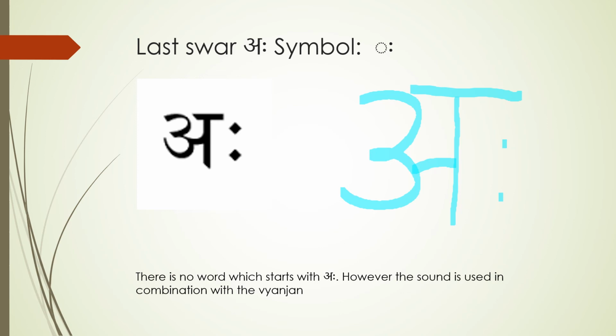There are no words that start with the Ah. However, the sound is generally used in combination with another consonant and sometimes in the middle of the letter, most of the times towards the end of the word. Let us see an example with a consonant. We have a K, and then beside the K, we put two dots to make it a Kah.